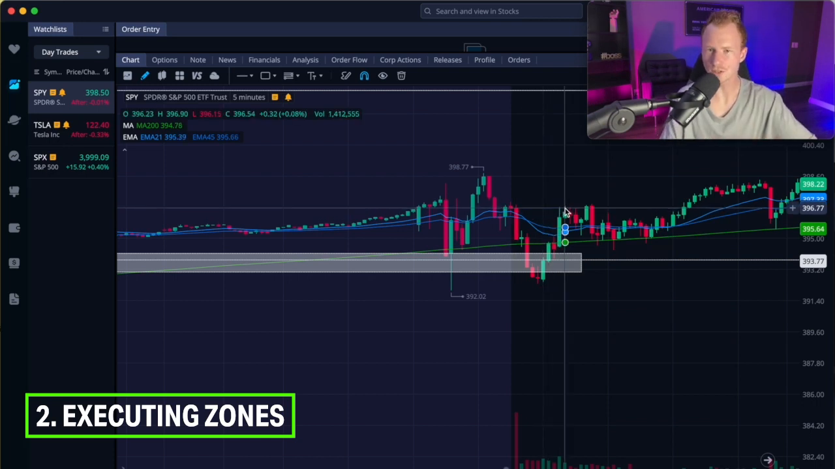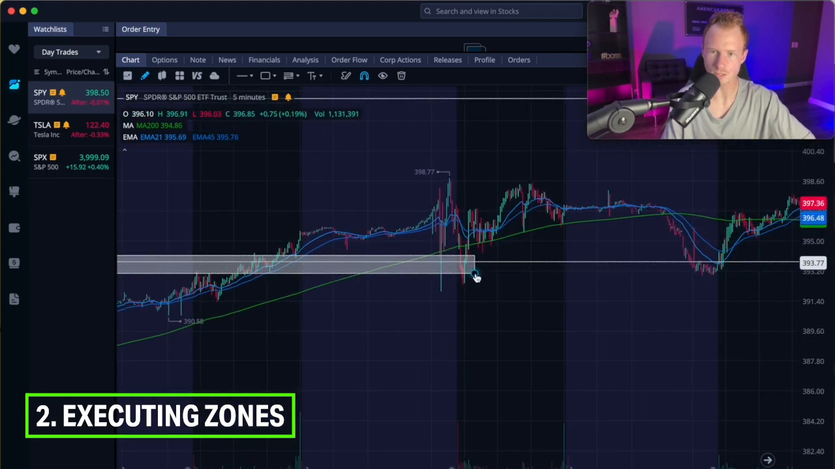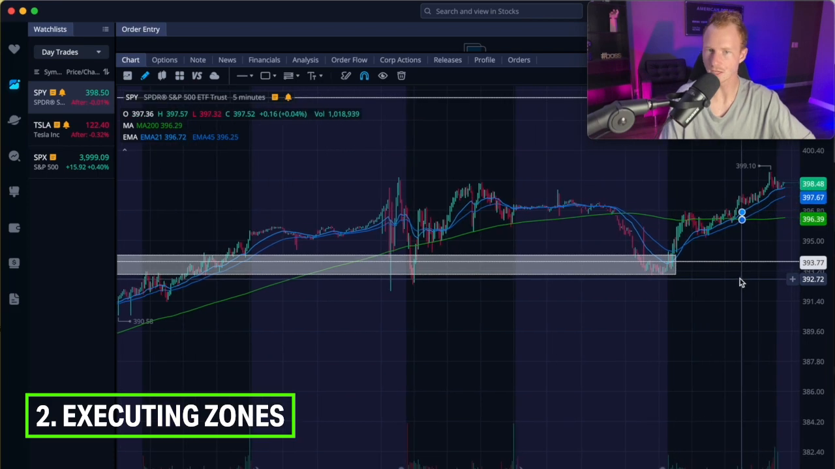Now, to show you another example of the same exact demand zone, what I'm gonna do is we're just gonna go to the next day and I'm gonna extend this. I'm not gonna move it. I'm literally just going to extend this chart, or this box, I mean. So again, same demand zone. We can see this is clearly a demand zone again here.